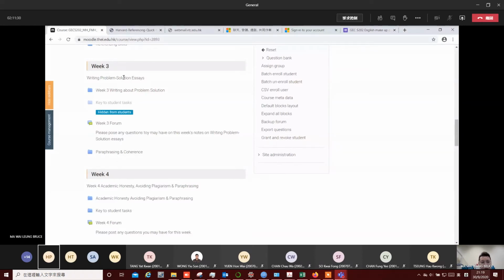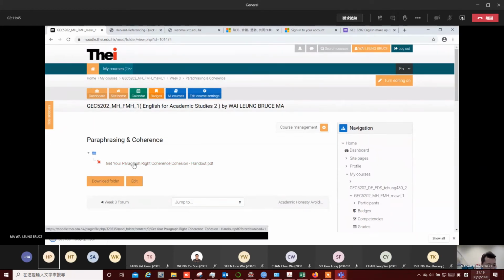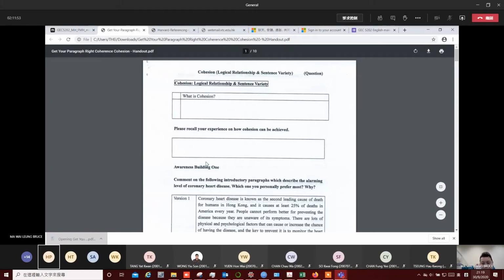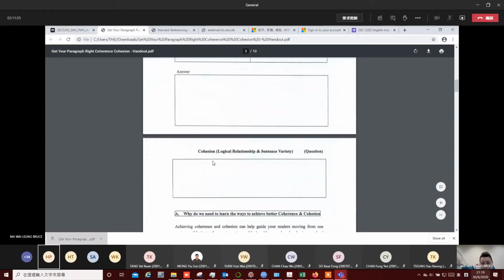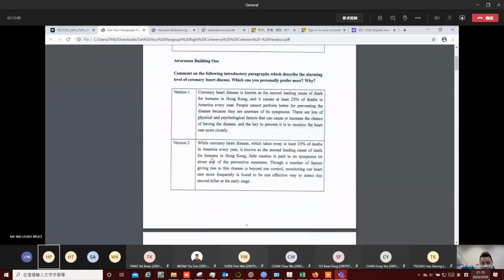When you go to Moodle, week number 3, can you go to Paraphrasing and Coherence? You click into it, and you will find the worksheet for this upcoming activity. You click open it. You will see this. All right. Your version is different from my version because I'm using PowerPoint, and this is a worksheet.